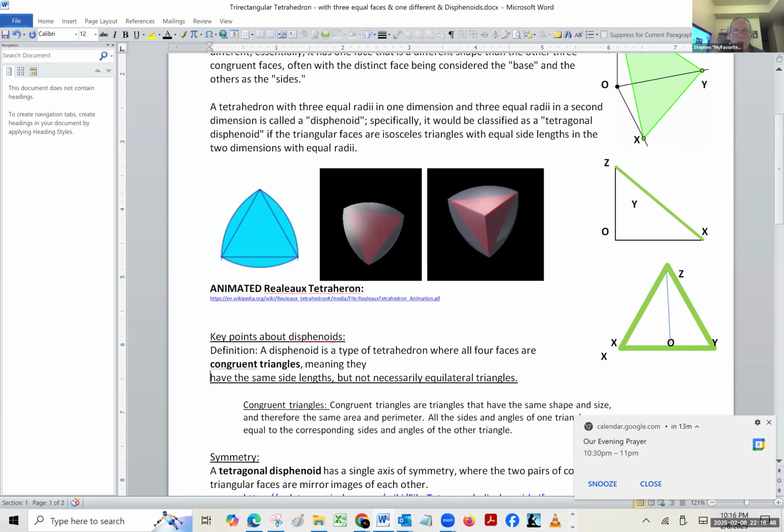Okay, and this is a key point about disphenoids. A disphenoid is a type of tetrahedron where all four faces are congruent triangles, meaning they have the same side lengths, but not necessarily equilateral triangles. Very interesting. I can't even picture that in my brain, Richard.